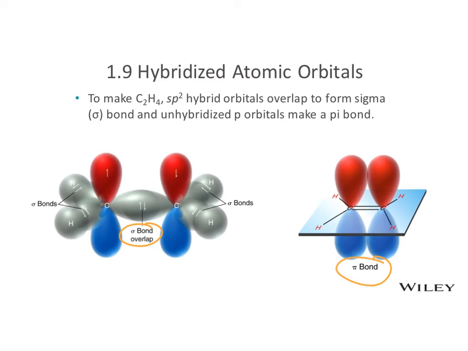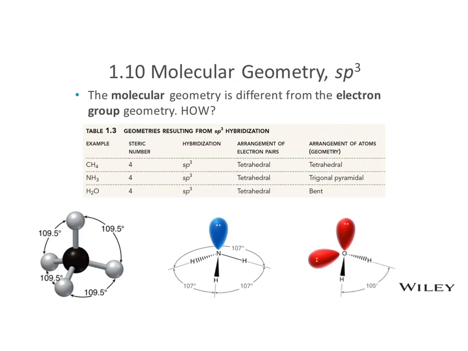We get that pi bond going between the 2 p orbitals. So that explains then how we get the 2 bonds between the carbons of C2H4. All right, so let's start talking about geometry. So we know that sp3s produce tetrahedrons. We know that sp2s can produce trigonal planar molecules.